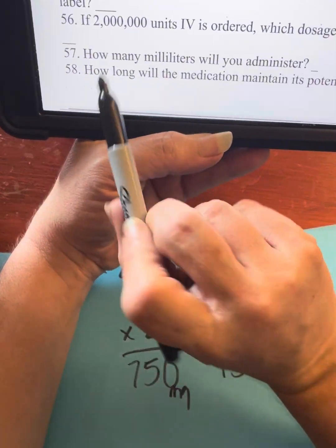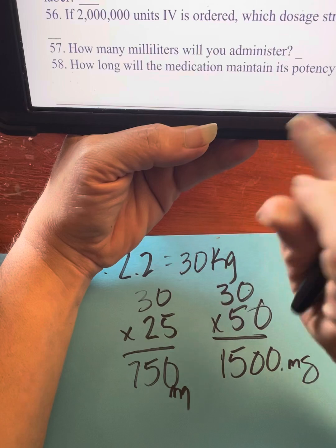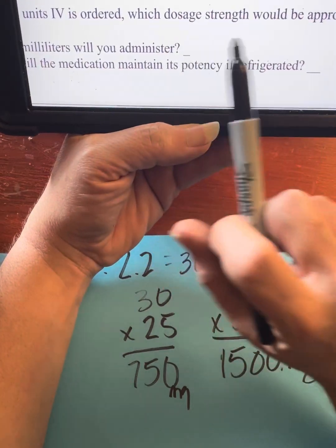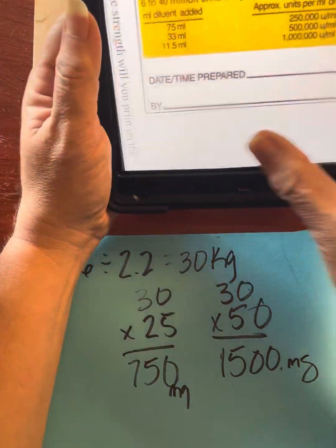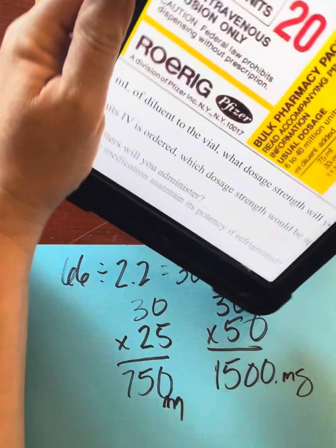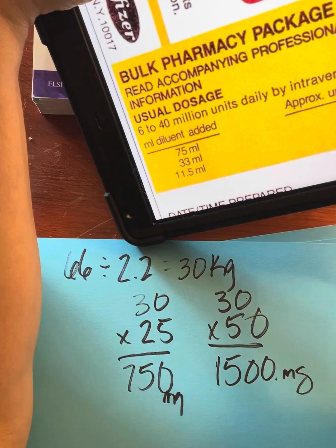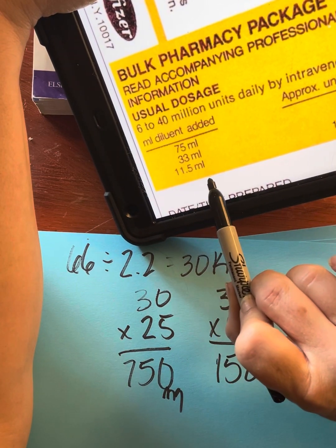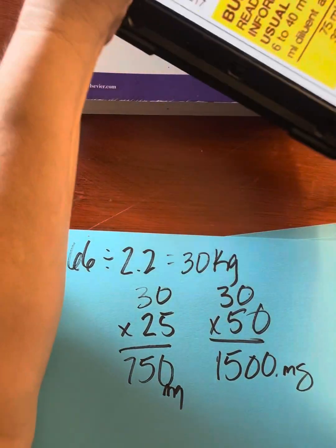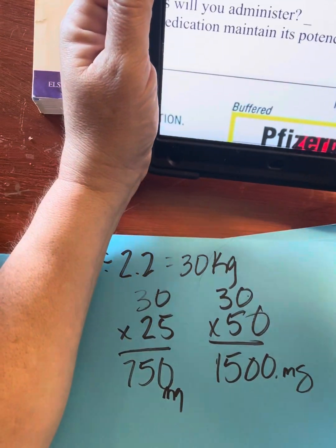Okay, so look, if 2 million units IV is ordered, which dose strength would be appropriate to use? They want 2 million. I'm going to get that stuff as thick as I can. And I would do 1 million units per milliliter, which would be 11.5 milliliters. I hope this is making sense.